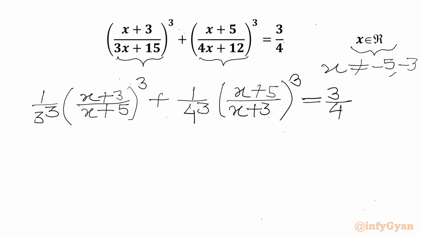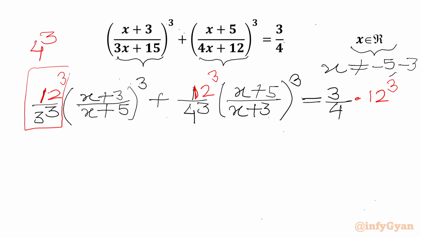Now I will multiply our equation by 12 cube. This side also will multiply with 12 cube. Now you can see 12 cube over 3 cube, we will get 4 cube. 12 over 3 is 4. 12 cube over 4 cube, we will write this is 3 cube. And if I will simplify RHS, this will give us 1296.